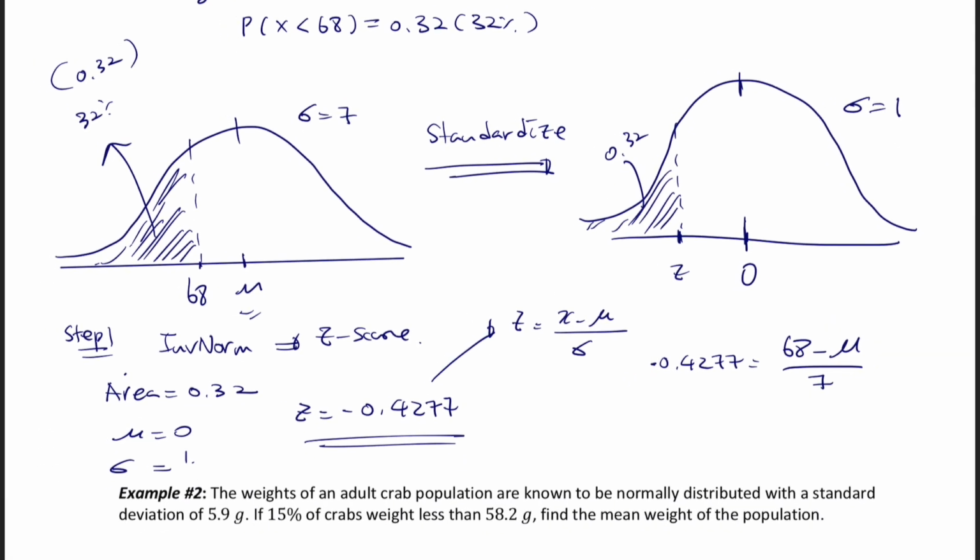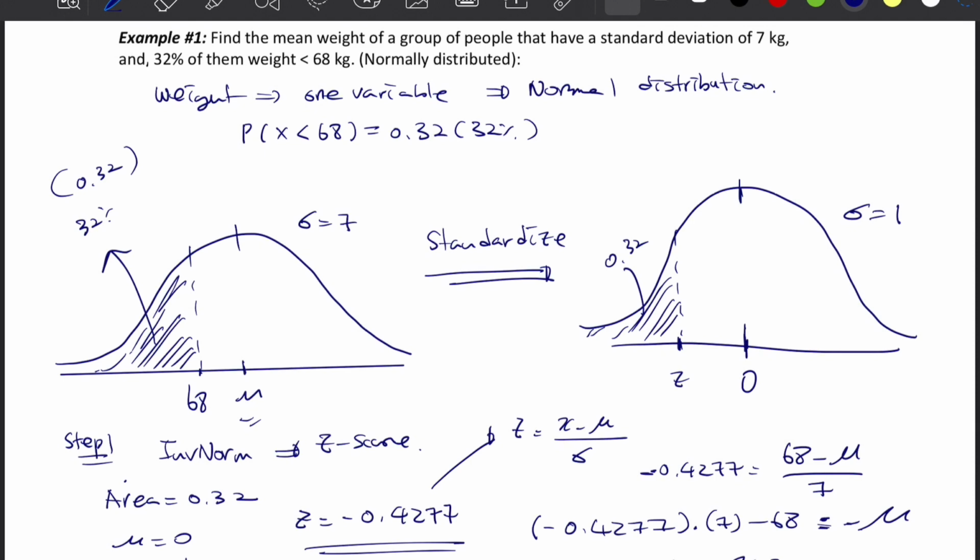So we are going to rearrange this into negative 0.4277 times 7 minus 68 equals minus mean. Then the mean value is equal to 71.3 kilograms. Okay, now let's talk about z-scores and the algebraic formula one more time.